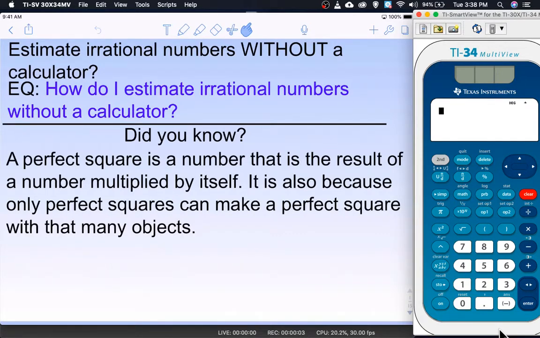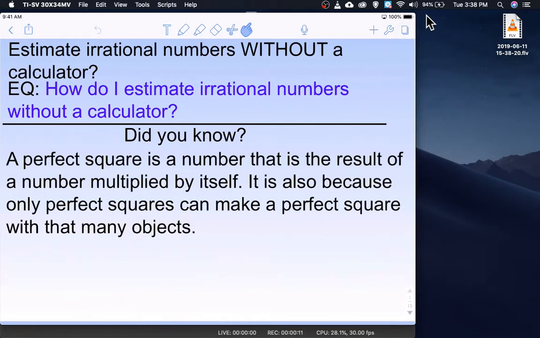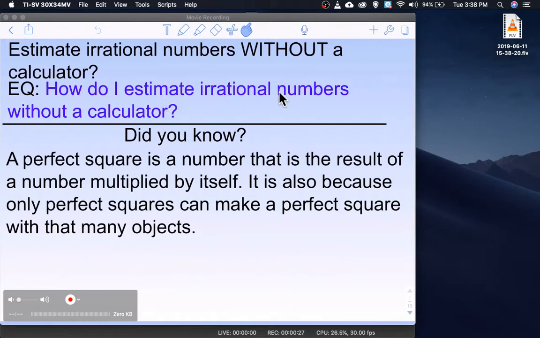Hello, and welcome to this lesson on estimating irrational numbers without a calculator. So say goodbye to your calculator. Now, we would like to be able to estimate a bunch of irrational numbers. Mostly it's going to be square roots, so don't freak out too much about some of the problems. Our essential question says, how do I estimate irrational numbers without a calculator? I guess we'll figure it out.